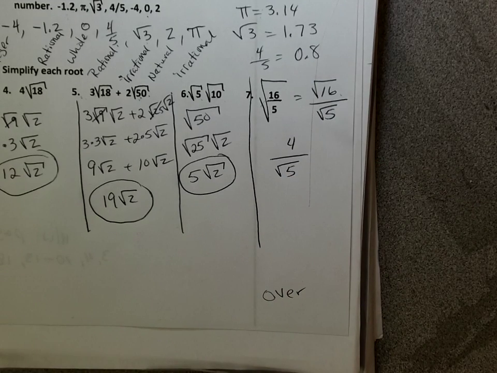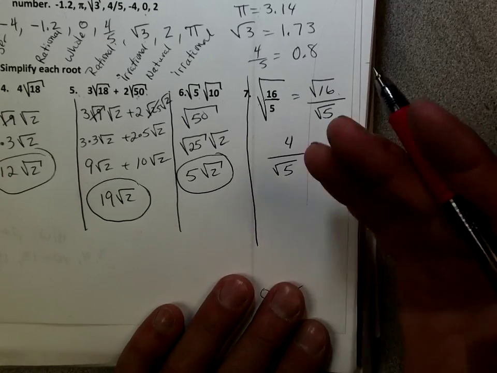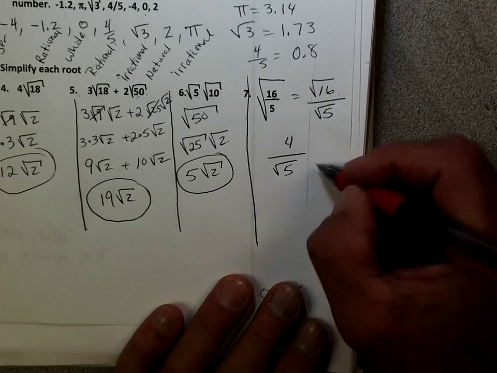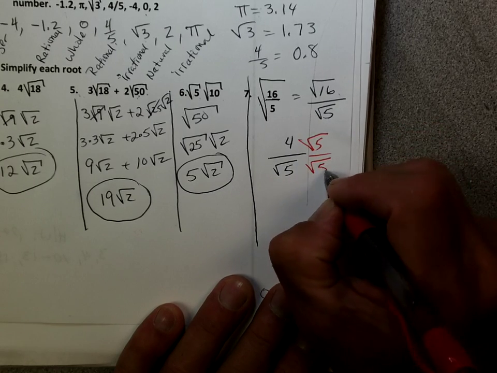Alright, now, there's a problem. You can't have a square root in the denominator, right? So we fix the problem with the problem. The problem is the square root of 5, so we multiply by the square root of 5 over the square root of 5, alright?